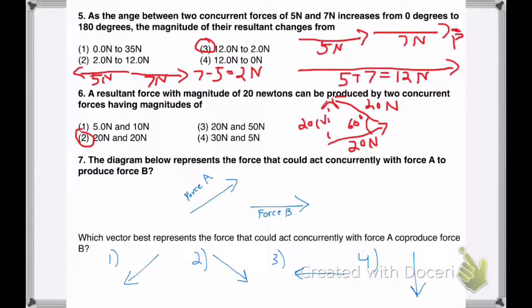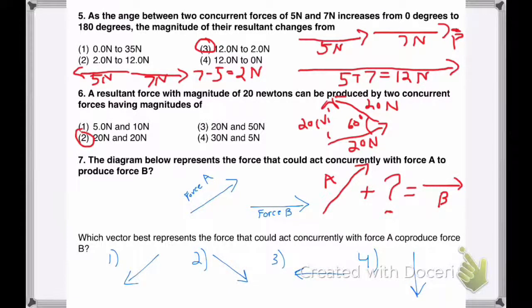Looking at question number 7, the diagram below represents the force that could act concurrently with force A to produce force B. Which vector best represents the force that could act concurrently with force A to produce force B? Okay, so this question is asking, if we had force A and we added it to something, it would equal force B. Well, let's look at our choices.